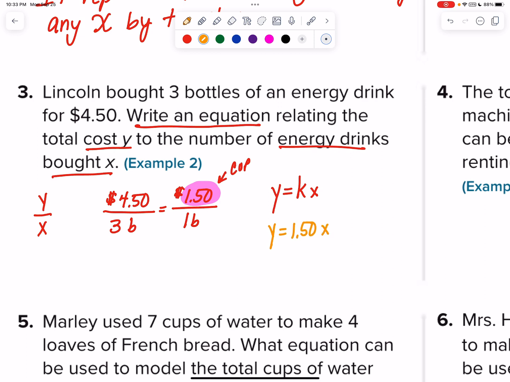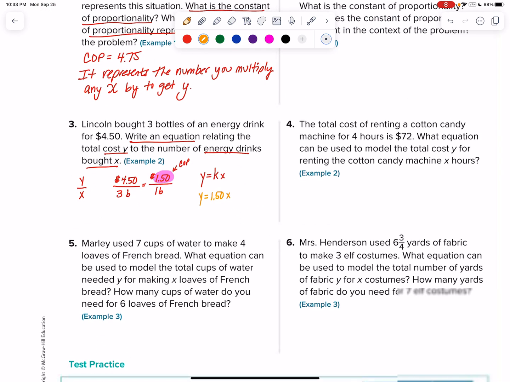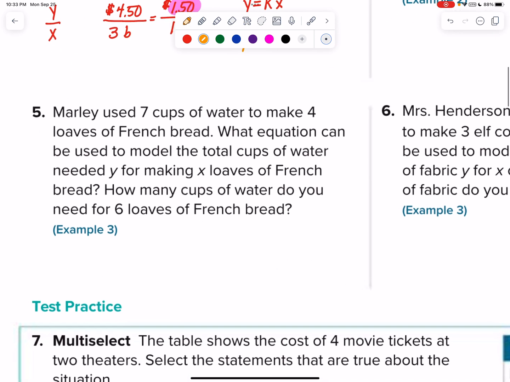And what does that mean? It means any x that we have, any number of energy drinks, if we multiply it by 1.50, it'll tell us the cost, or y. All right, so number 4 is on your own. It's the same as number 3. All right, let's take a look at number 5.